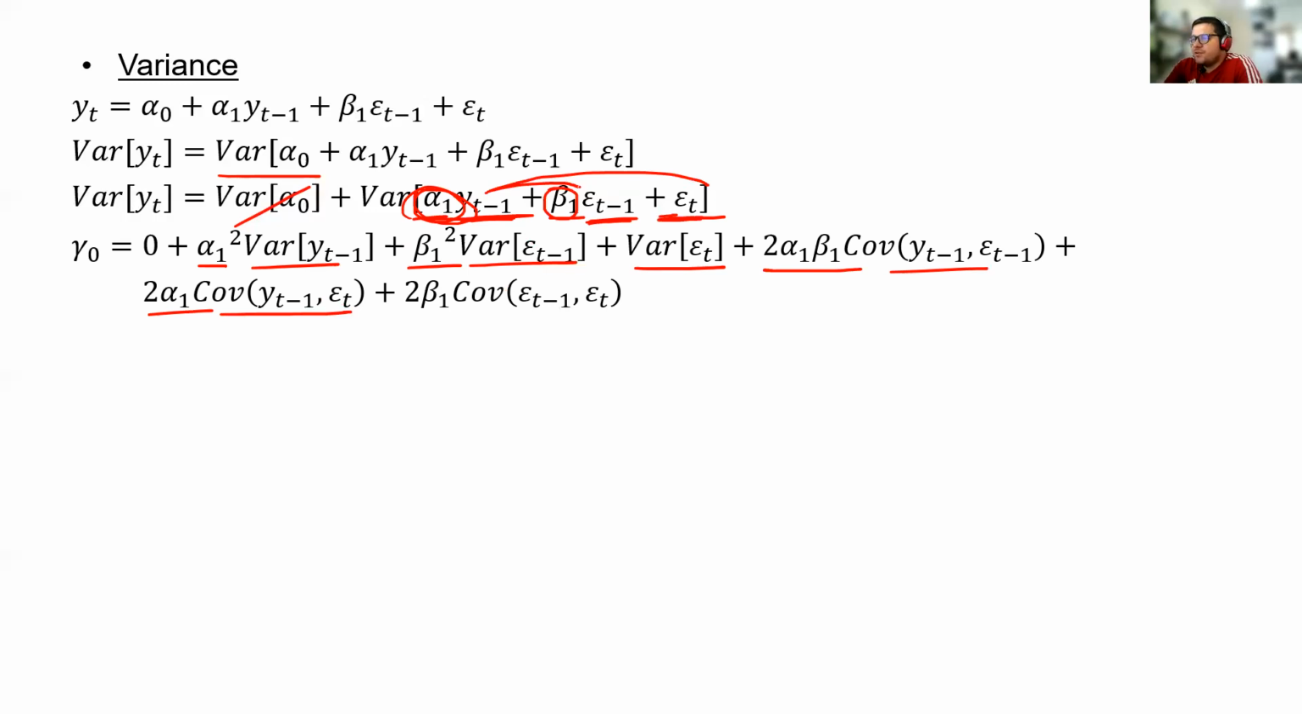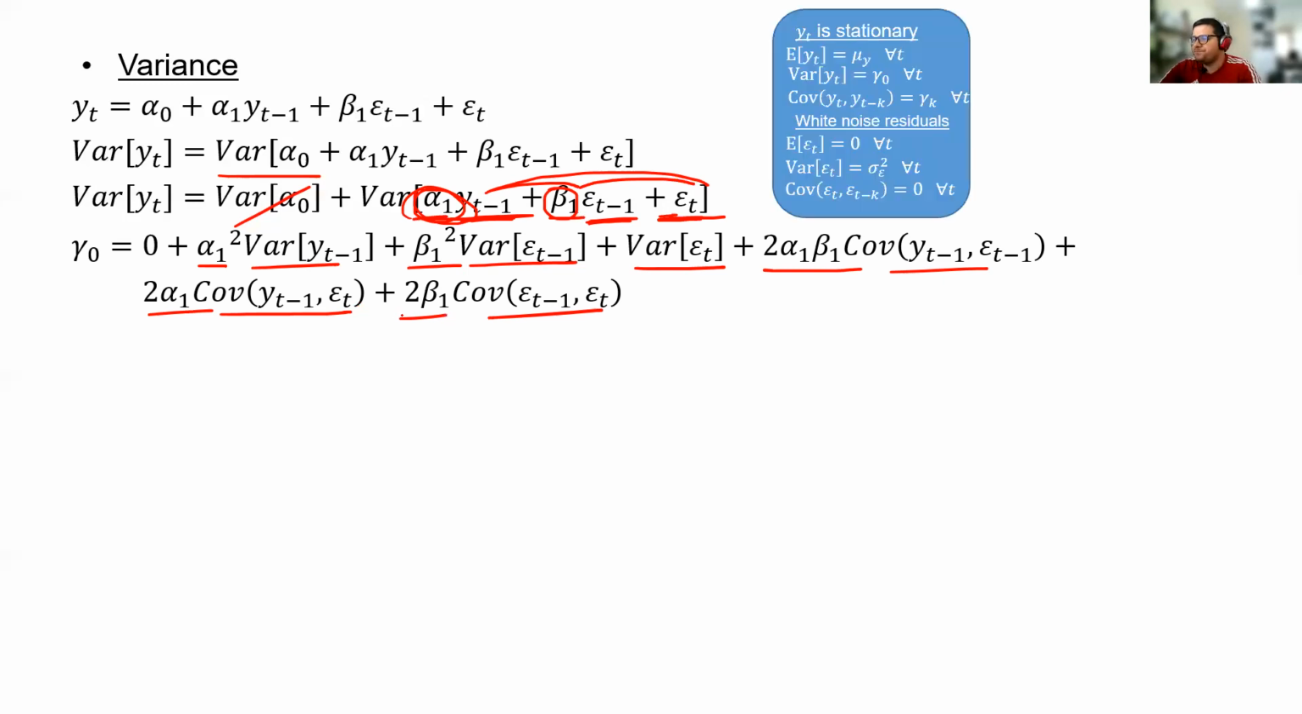times the covariance between yt minus 1 and et. And finally, the last pairing will be the second with the third: 2 times beta 1 times 1, times the covariance between et and et minus 1. And that way we have successfully performed the variance of this equation. Now we need to see what's what, right? Variance of y, whatever y it is, is equal to gamma 0. Variance of the errors, regardless of t, is equal to sigma squared. So this is sigma squared, and this is sigma squared.